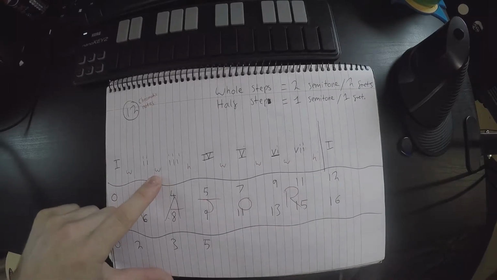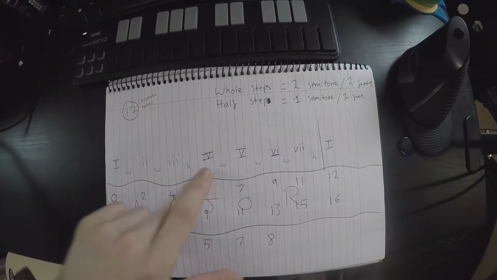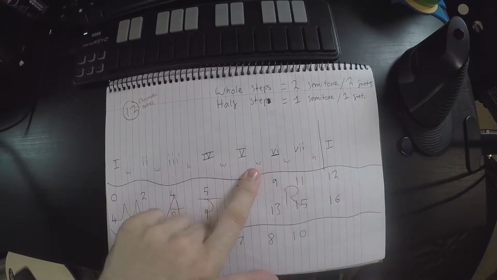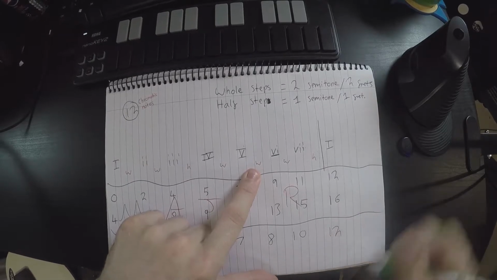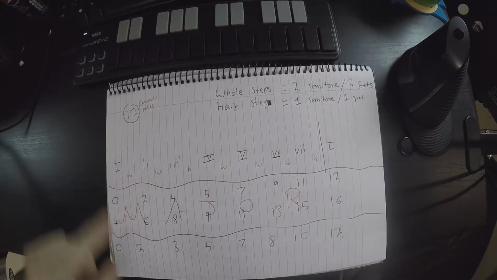2 to 3 is a whole step. 3 to 4 is a half step. 4 to 5 is a whole step. 5 to 6 is a whole step. And that makes sense because 0 and 12, right? It's 12 chromatic notes. They should be right.